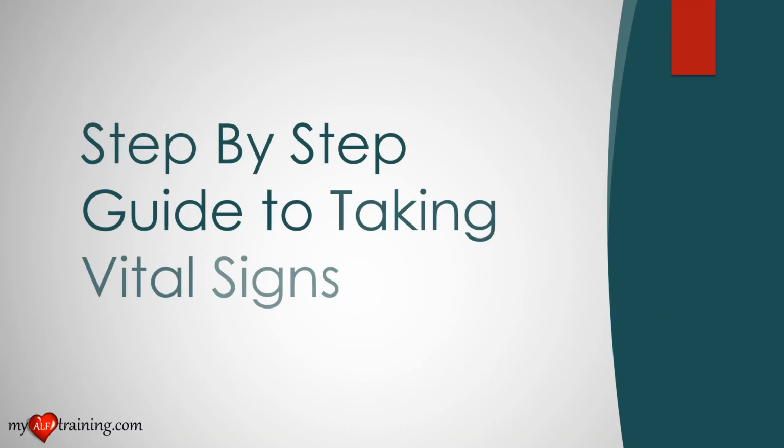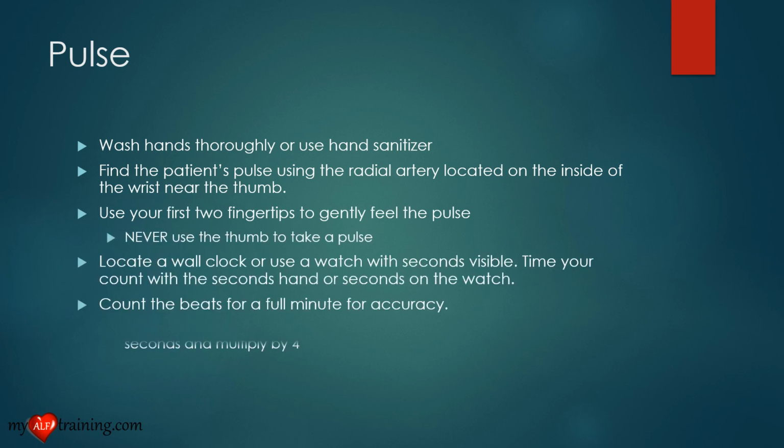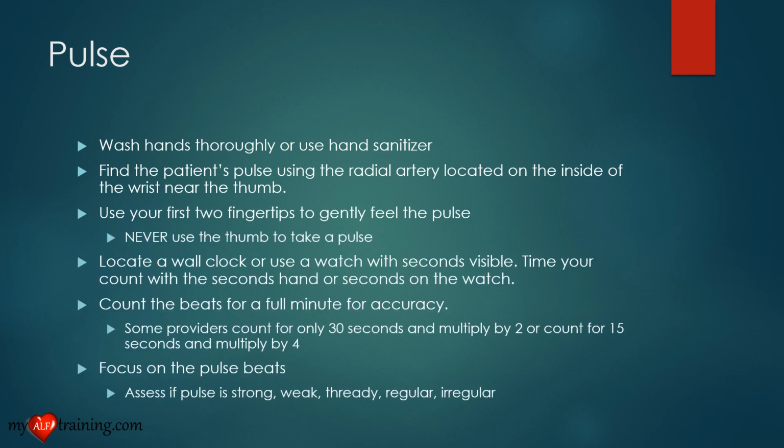Now let's go step by step in how to take vital signs. To measure a pulse, the first step is to wash hands thoroughly or to use hand sanitizer. We are going to find the patient's pulse using the radial artery that's located on the inside of the wrist near the thumb. Using your first two fingertips, you will gently feel for the pulse. We are never ever going to take a pulse with our thumb.